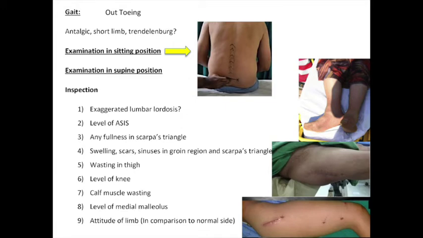Level of ASIS: if there is an adduction deformity, it could be higher. If there is only limb-length discrepancy, it will be at the same level. Any fullness in the Scarpa's triangle. Be very careful about scars.